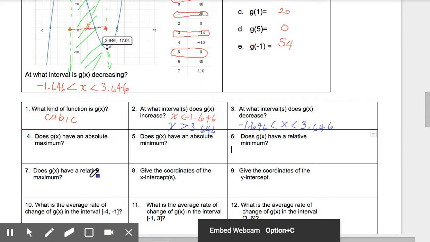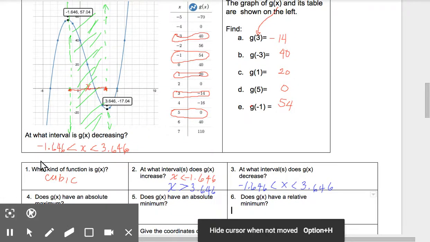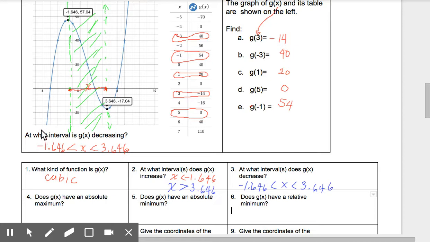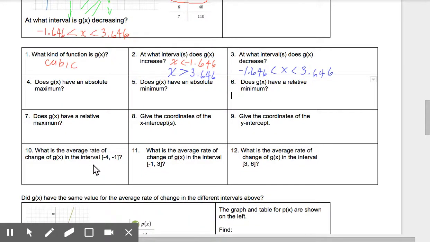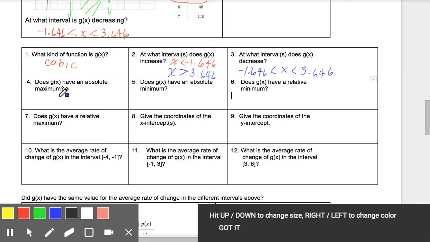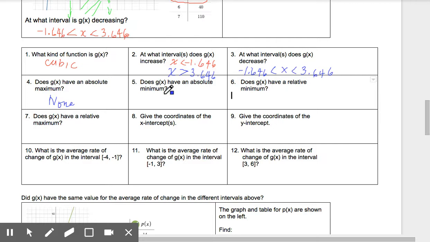Does the graph have an absolute maximum? Well, if we trace the graph, it starts from below the x-axis, then goes up, comes back down, and then keeps going up from there. And therefore, we cannot find an absolute maximum. We will also not be able to find an absolute minimum. So our answer here should be none. No minimum as well. But there's a relative minimum and a relative maximum.